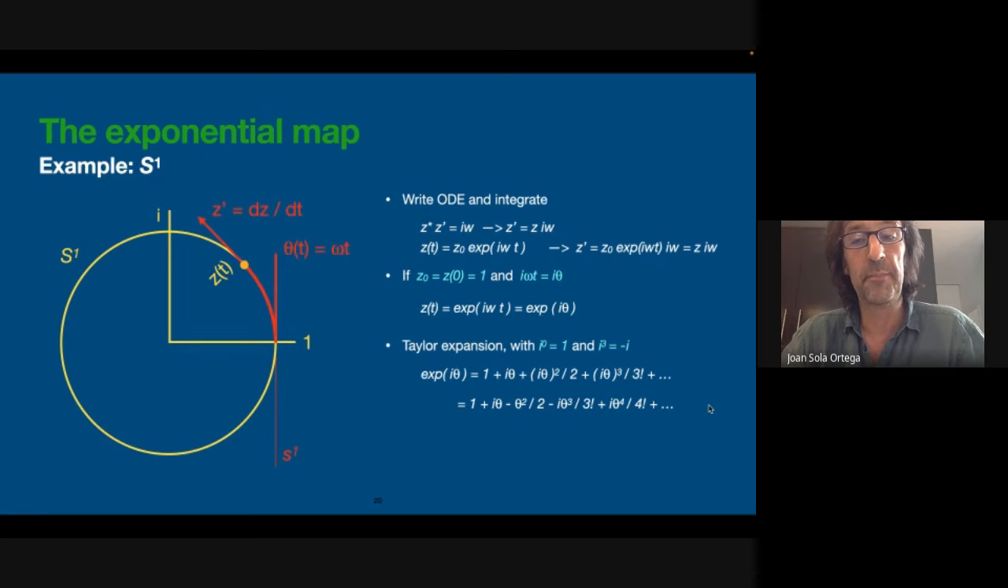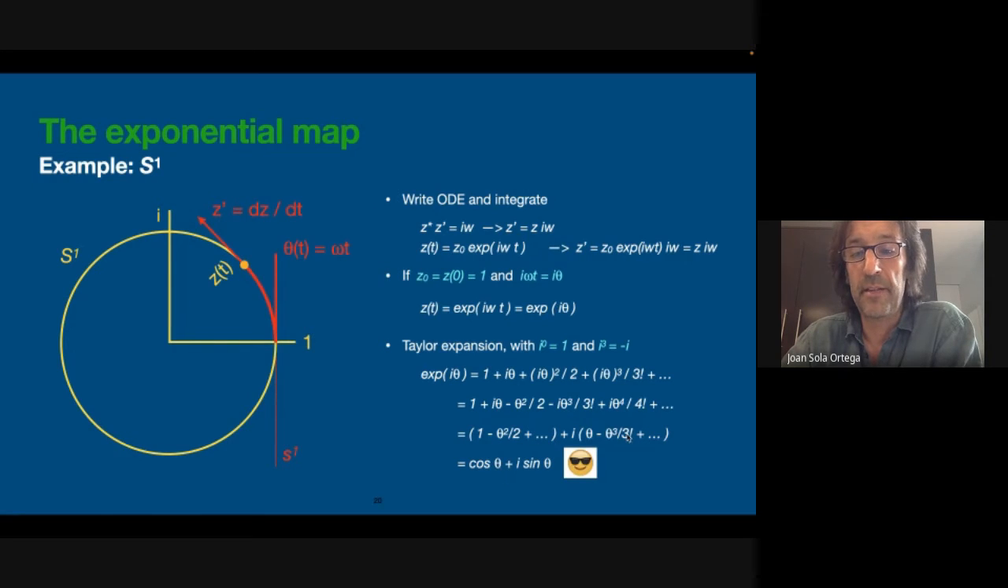No big deal up to this point. Now, in this series here, we realize that every 2 elements, we have a real number. So 1 minus theta squared divided by 2, theta to the 4 divided by 4. I think I should have removed an I here. This is not here. And every other element is a pure imaginary number. Okay? So I can group reals and imaginaries like this. All the reals go here, all the imaginaries go here. And now this parenthesis is exactly cosine theta, and this parenthesis is sine theta.